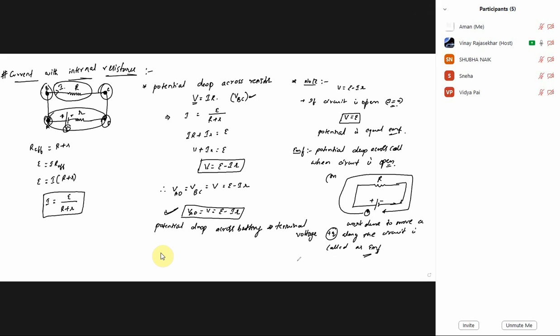Is it done now? Next point. If the circuit is closed, please remember, then I is not equal to 0. If I is not equal to 0, then we can write V is equal to E minus IR. Now, if I is not equal to 0, then this term is not equal to 0, right? If that is not equal to 0, can you tell me, E is more or V is more?